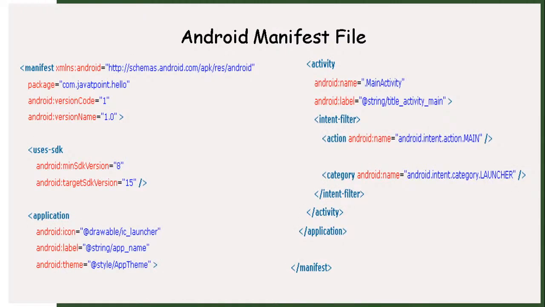So here is an example of an Android manifest file. This is just an example of a manifest file to let you know what the different tags are that are used in our Android manifest file. So let's start off. To give you a view of the full file, I have divided the file into two parts, left and right. The left side is the top part of our file and the right side is the bottom part of our file.